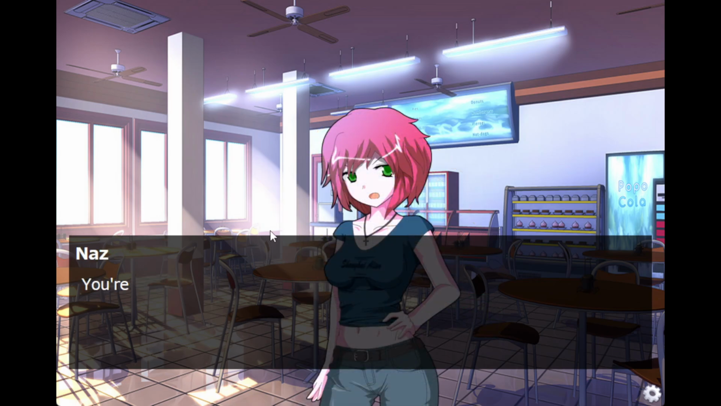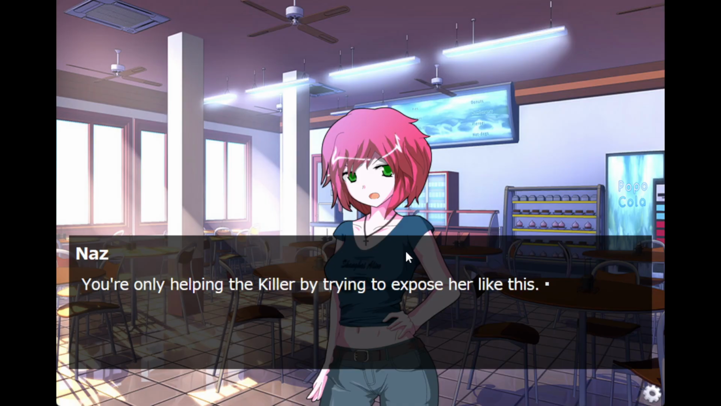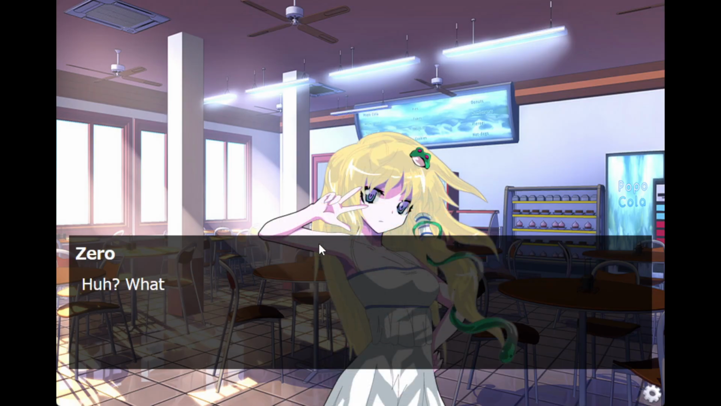Stop harassing her, weirdo. You're only helping the killer by trying to expose her like this. Huh? What's that, Nashi-chan? Are you still angry I voted for you yesterday? That was totally not personal, you know. Okay, she is interacting with other people. Please don't, like, hate me or anything, okay?